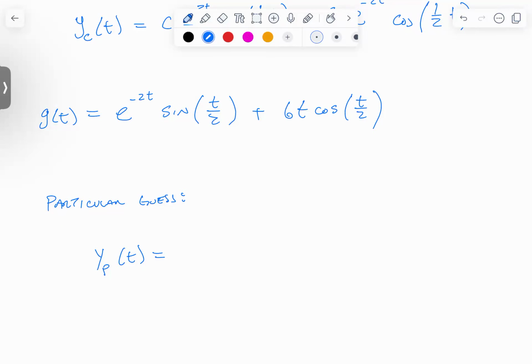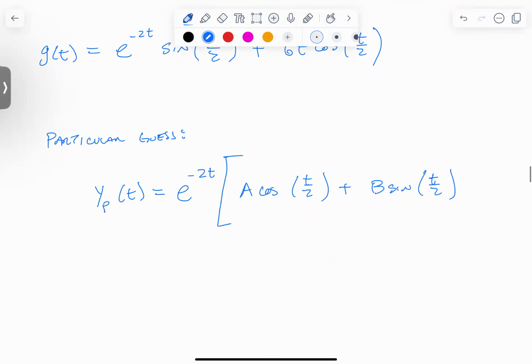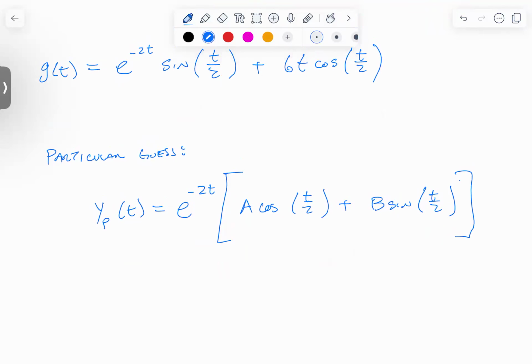This one is an exponential. This one is a polynomial. Even though the angles are the same, it's still actually two different methods to deal with. Okay. So e to the -2t, and then I'm going to go a sine of t all over 2 plus b sine of t over 2. And that's just the first piece. All right, so I got that one.